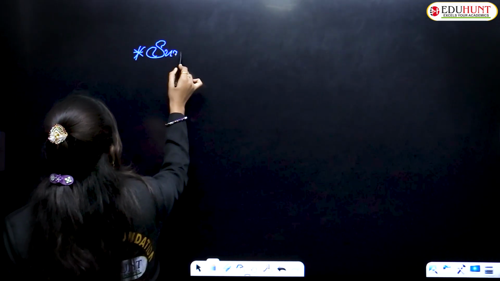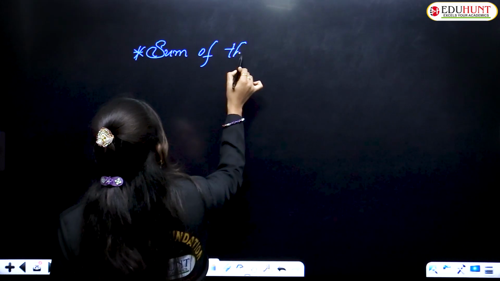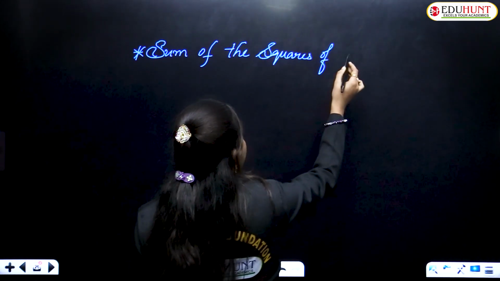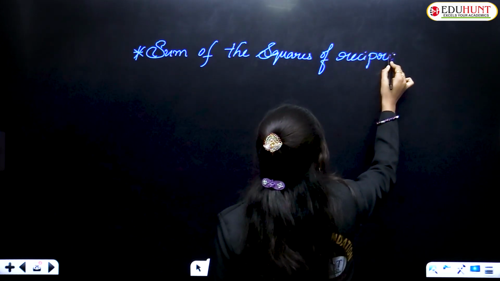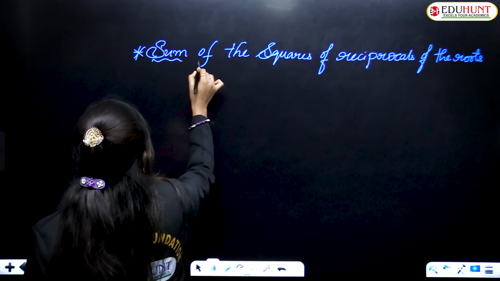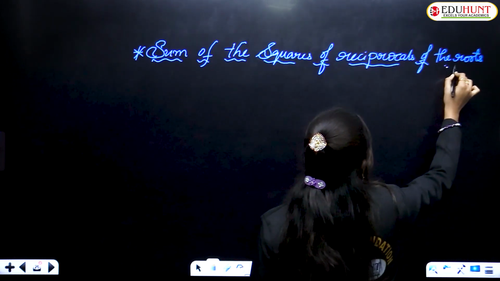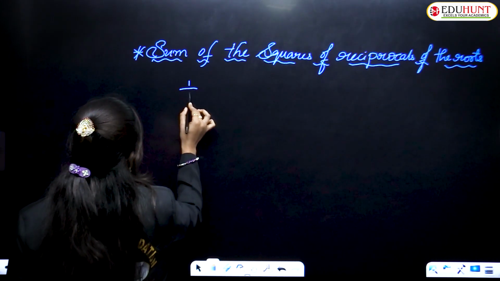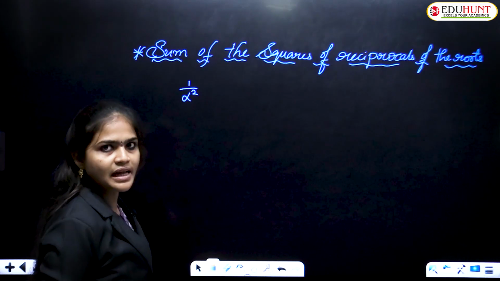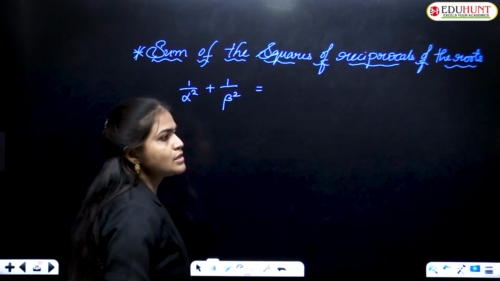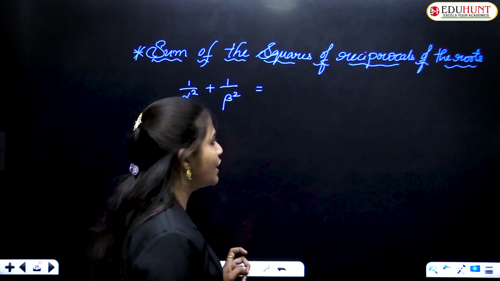Sum of the squares of the reciprocals of the roots, which means the reciprocal of alpha is 1 by alpha, and its square is 1 by alpha square, plus 1 by beta square. So we need to find the value of 1 by alpha square plus 1 by beta square.